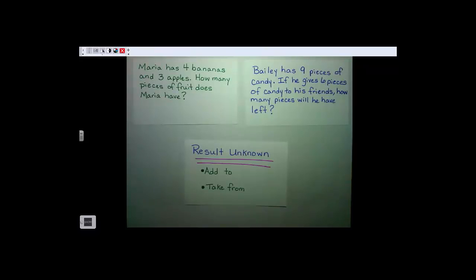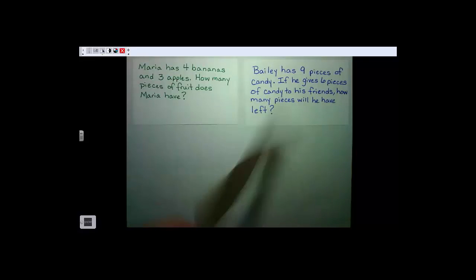These word problems are examples where the result is unknown. The first problem is an add to problem, and the second is a take from problem. Let's look at how first graders would solve these problems early in the year.